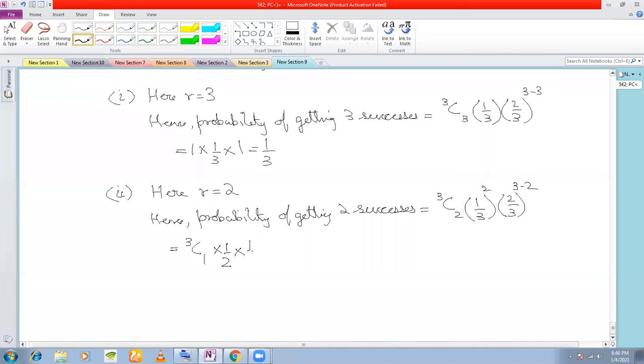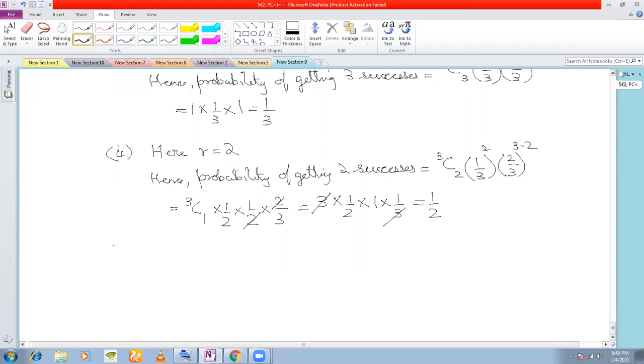Into half, into half. And 2/3 to the power of 1 is simply 2/3. So how much do you get? This 3C1 is simply 3. So 3 into half into 1 into 1/3. In fact, this 3 will also cancel in the next step. So what is the probability of getting 2 successes? Only half.